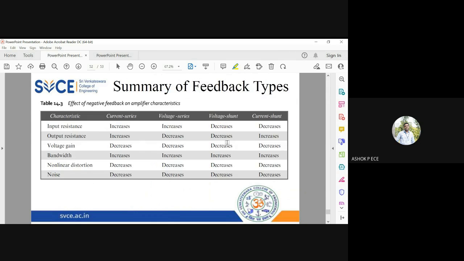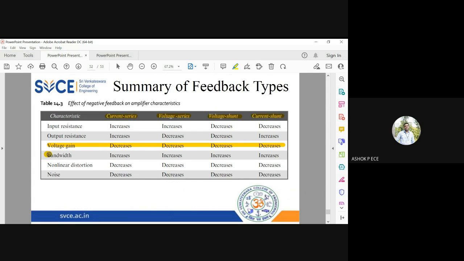Okay, so now a comparison of all the feedback types. We have 4 feedback types: current series, voltage series, current shunt, and voltage shunt. And we are finding all the parameters. See, voltage gain is uniform because whenever you apply feedback, voltage gain will always decrease. This is going to be the same.